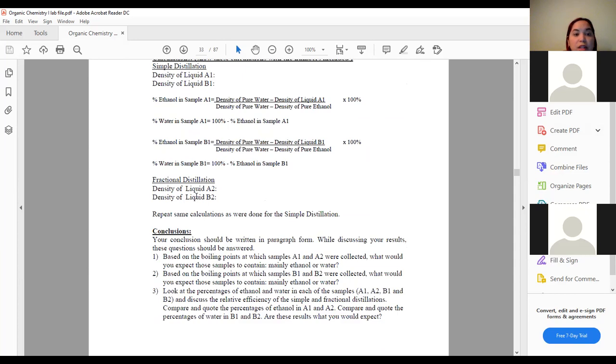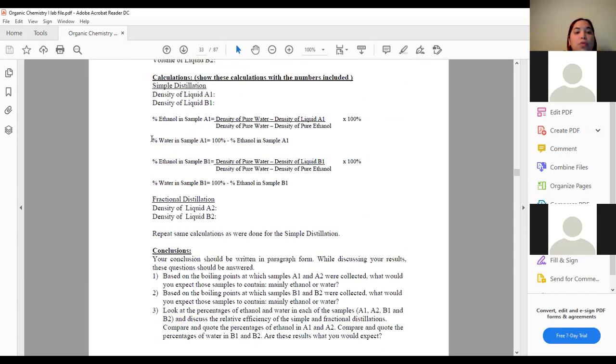For the fractional distillation, it's the same calculations, okay? Once you have the density for the liquid A2, you need to calculate the percentage of ethanol and then subtract from 100 to get the percentage of water. The same thing for the liquid B2: you do it first for the ethanol and then subtract from 100 to get the amount of water, okay? Based on those values, there will be one question comparing the results.